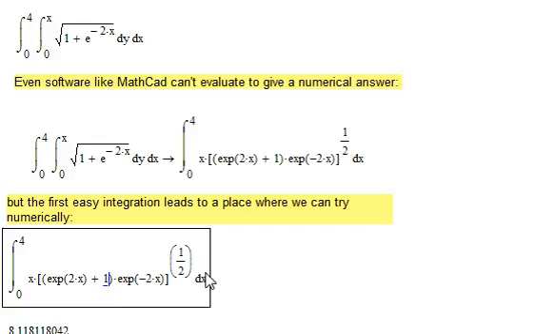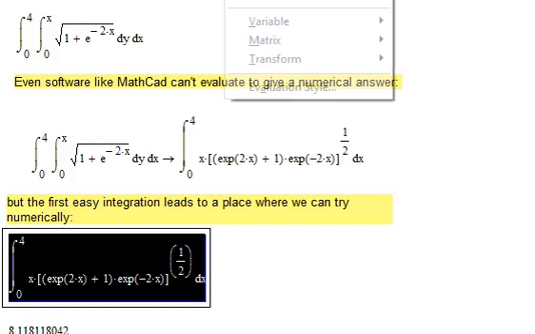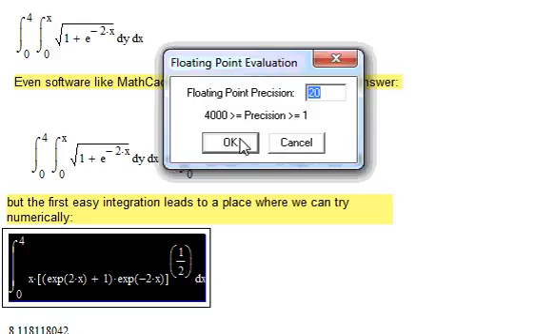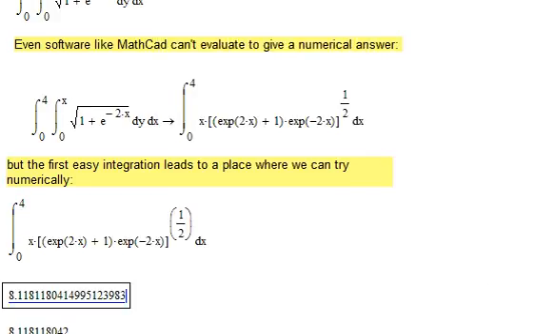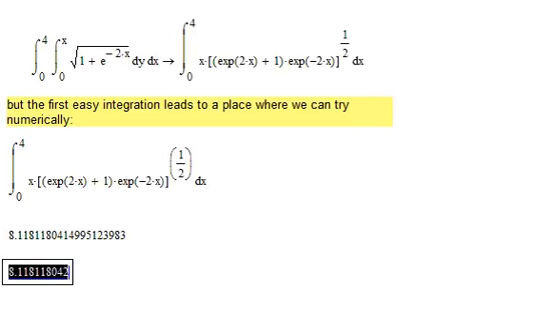So here's what we're trying to find, and if I do this, I can evaluate this with a floating point answer, and when we do, we get this number, 8.11811, and so on. So a little bit more than 8.